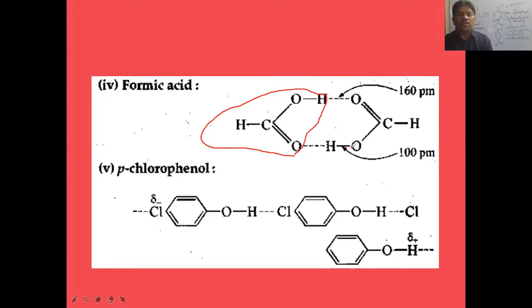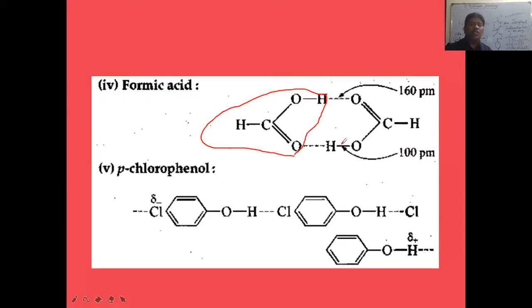The hydrogen-oxygen covalent bond length is 100 picometers. The hydrogen-oxygen-hydrogen bond length is 160 picometers. So here, less bond length indicates a stronger bond. Less bond length means stronger bond. So the OH covalent bond is stronger than the OH hydrogen bond. Covalent bond is stronger. It is formic acid.